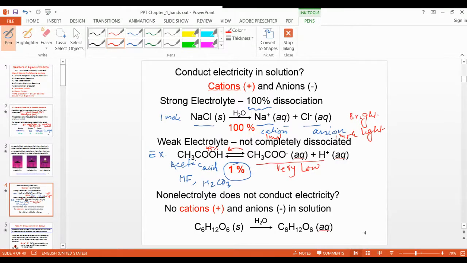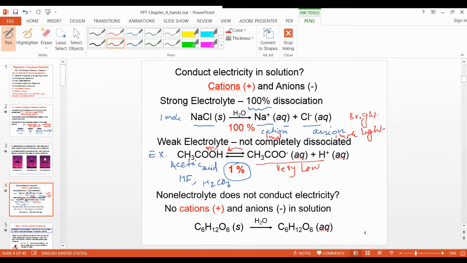Now the third one is non-electrolyte, in which you will not get any ions, cation or anion. There are no ions present. For example, glucose. If you dissolve glucose into water, it will dissolve, right? But there is no particular ion, no cation, no anion. If you conduct electricity, you will not get light.